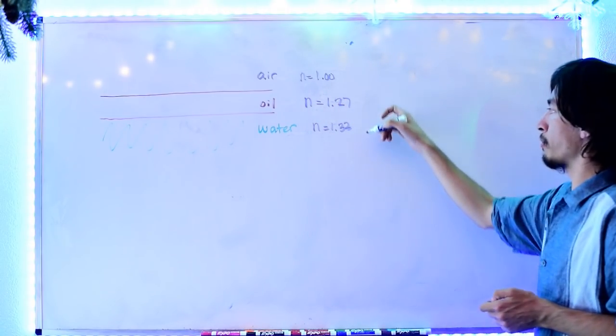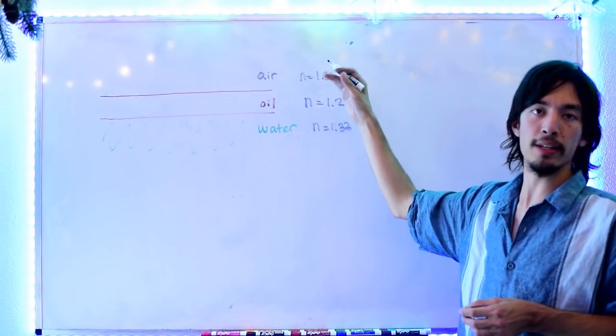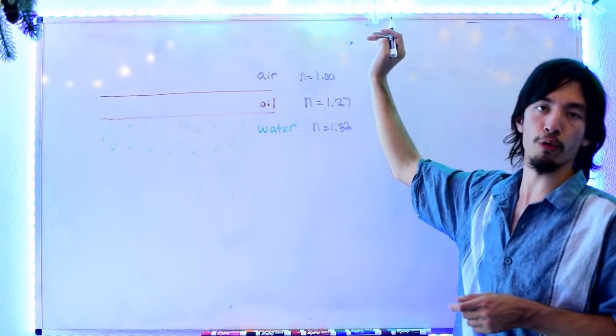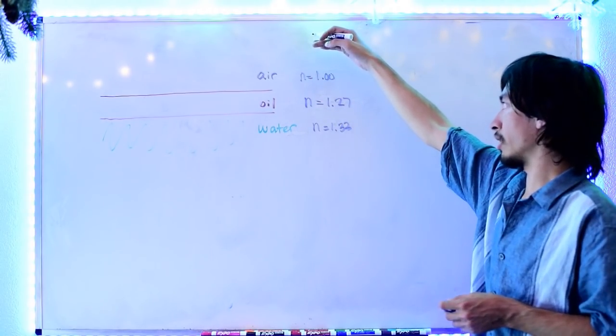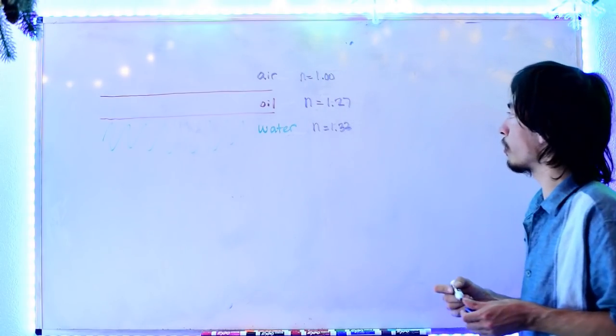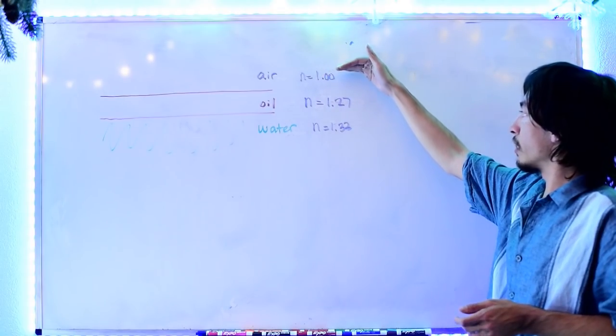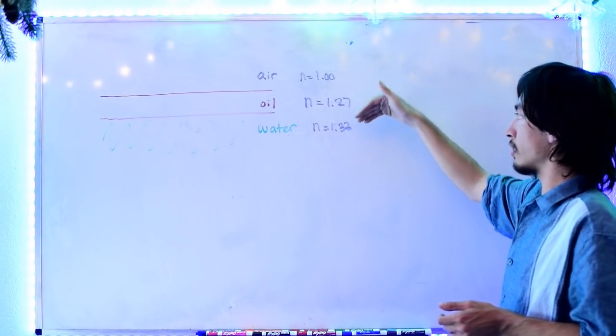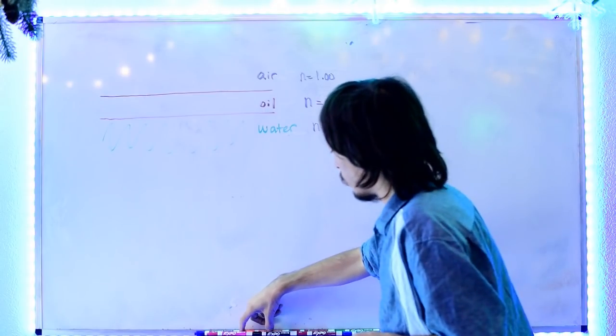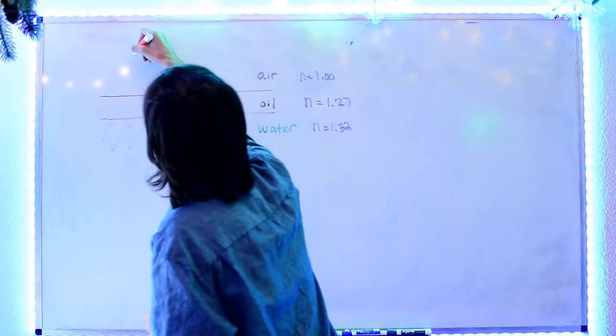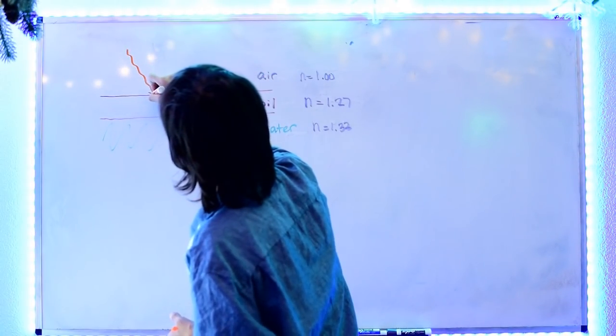Something around there. So what I'm saying is that the index of refraction for the oil is somewhere between the index of refraction for air and water. Now, given that we have this order of the indices of refraction, I want to know what happens to the light that enters the system, comes in like that.